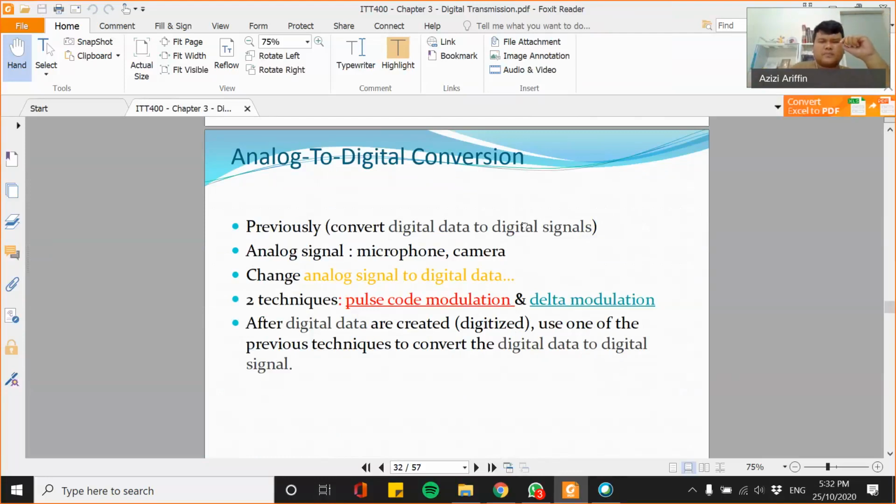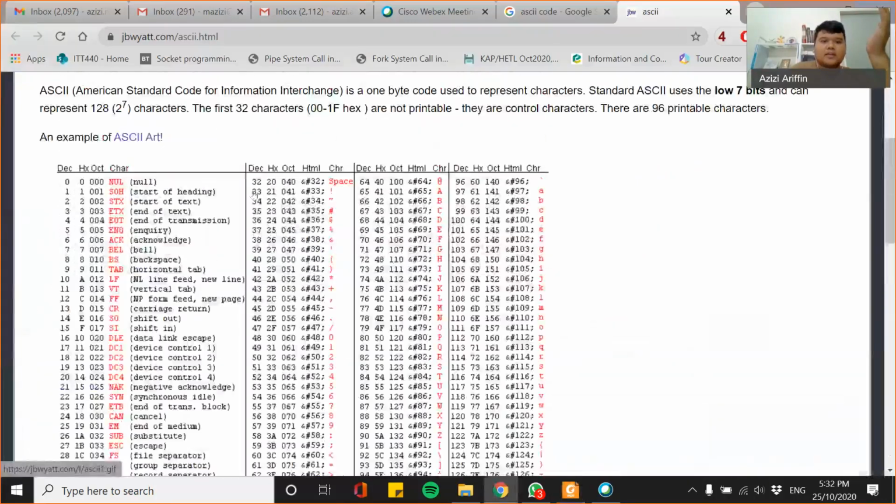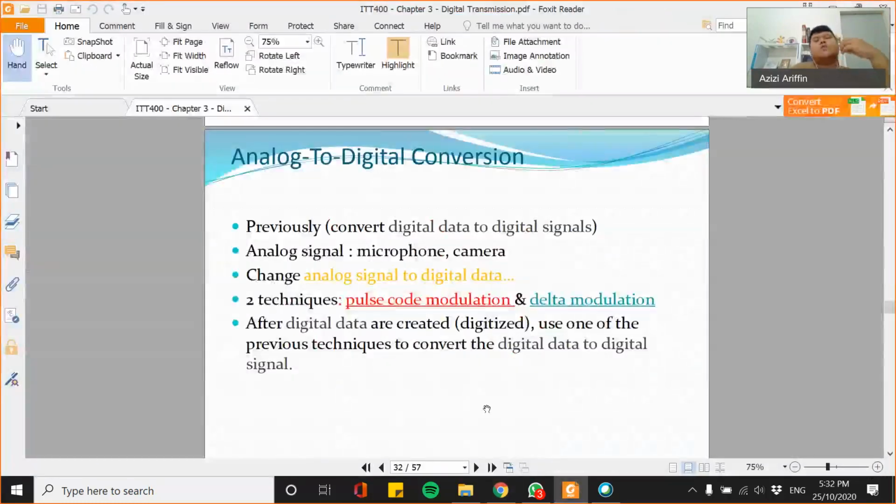So previously, we converted digital data to digital signals, right? Digital data can be, like I said, a text. Let's say we want to send a text in ASCII code, in 0s and 1s. So how about if we want to send analog signals, let's say from a microphone? Analog data is, for example, if you are talking to a phone, the sound that you create is actually analog, and also maybe a video, a color, right?